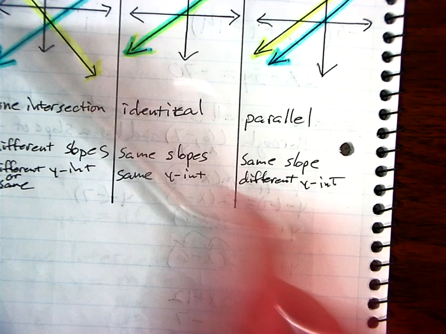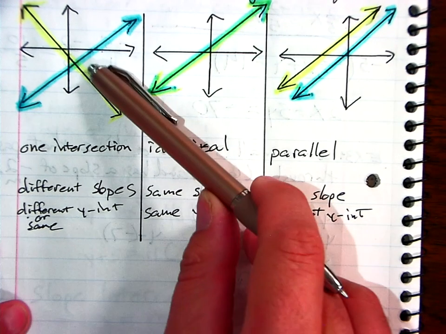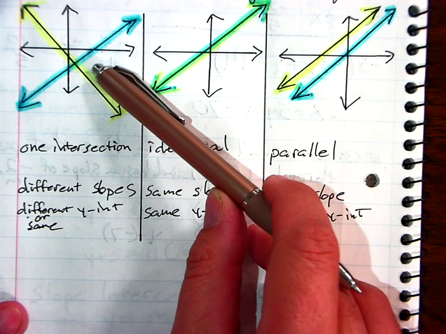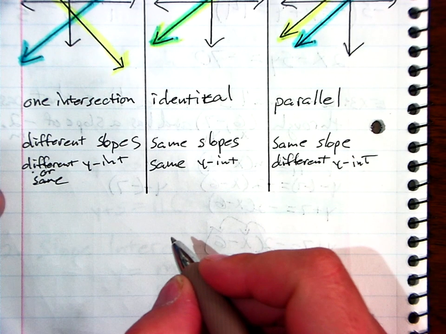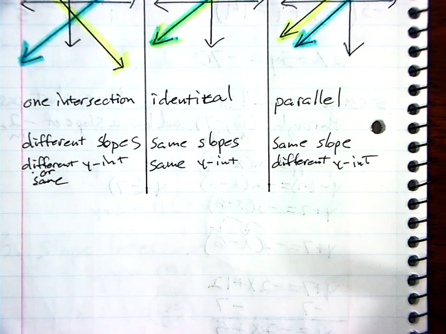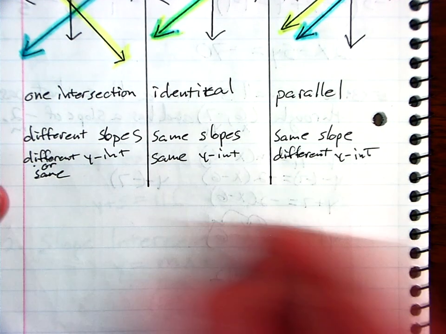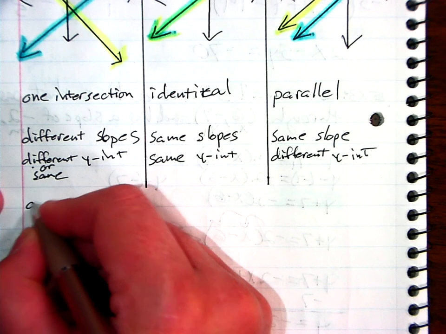How many solutions does this graph have? Our first one. How many times does it cross each other? One. Just one. So there's one solution. So what is the solution of a system of equations where they cross? We just answered our essential question. So this is one solution.